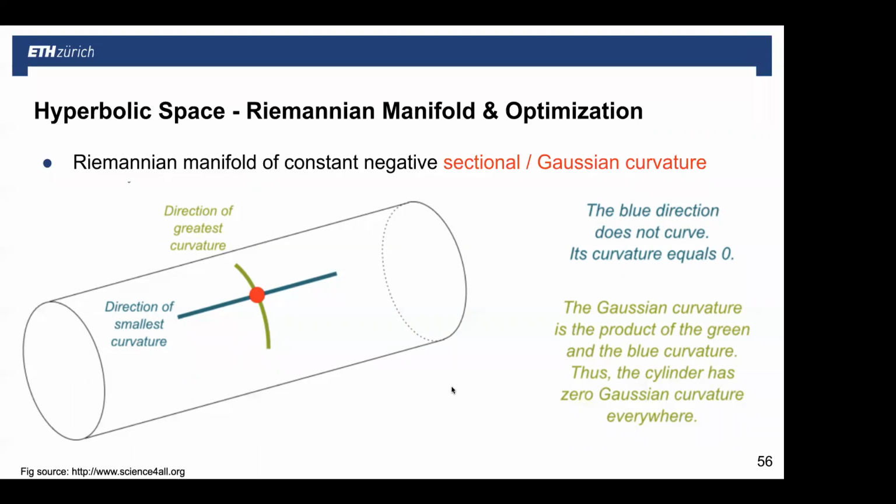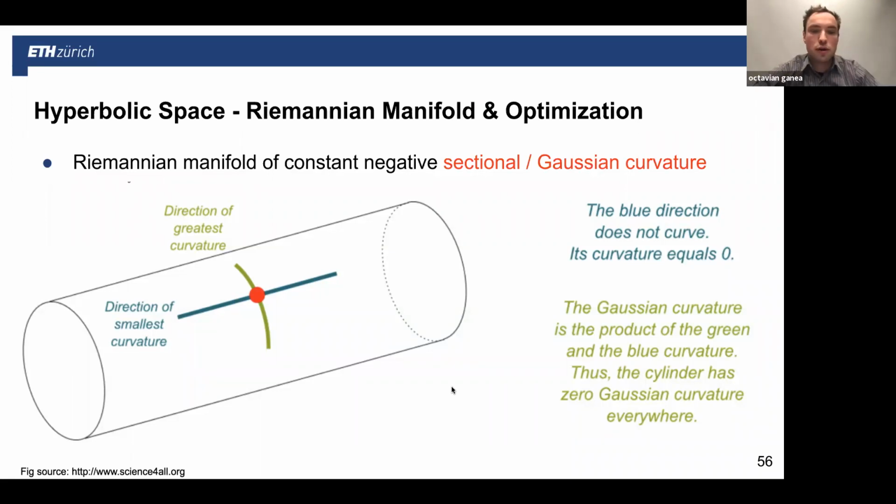So the Gaussian curvature on the cylinder is going to be zero, but that's only for the cylinder, correct? Exactly, it's only for this particular surface. Okay, yeah, I got you. Thank you.